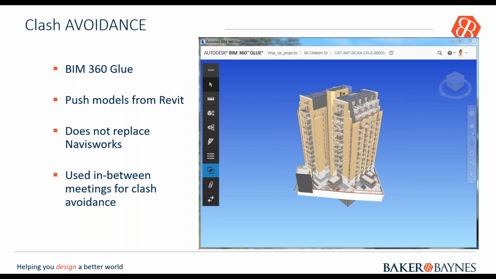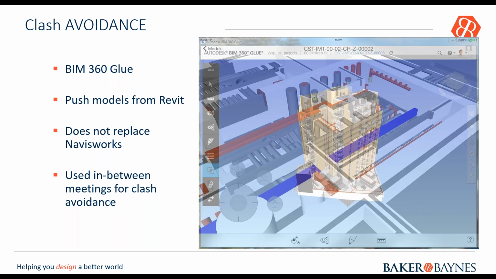Navisworks is also used for clash avoidance, right? And for that, you could use BIM 360 Glue on site as well, right? And in this case, you push models from Revit onto BIM 360 Glue. Remember, Glue does not replace Navisworks. It is the way we explain it. Glue is literally Navisworks in the cloud, right? And you can still go through the same process that we went through using your BIM 360 Glue account, right?